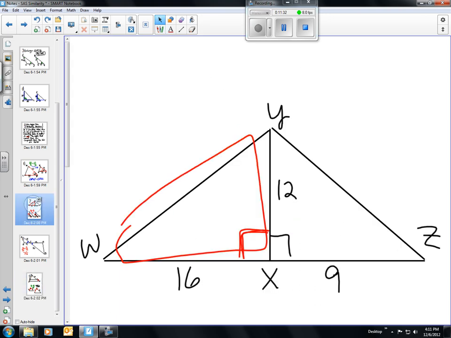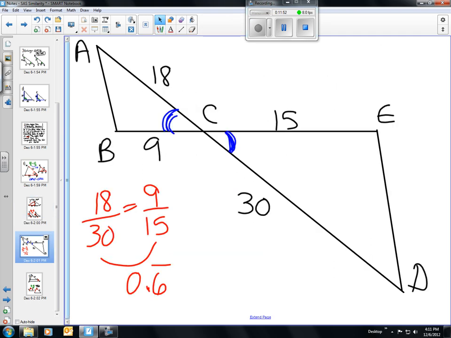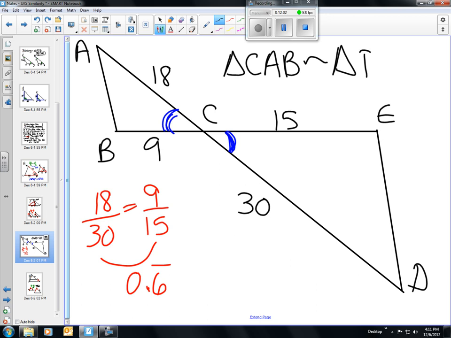I think we forgot to do the similarity statement here on number. So this is number 2. The similarity statement would be this. Triangle WXY is similar to triangle YXZ. And then the similarity statement on this one would have been triangle CAB is similar to triangle CDE.